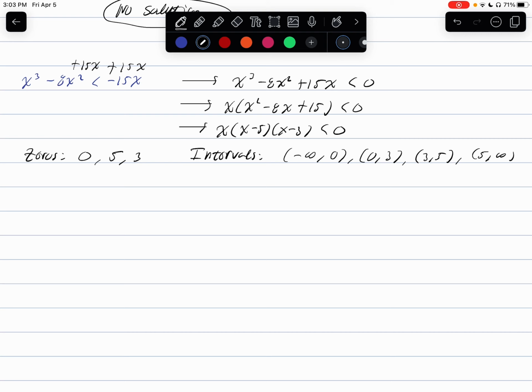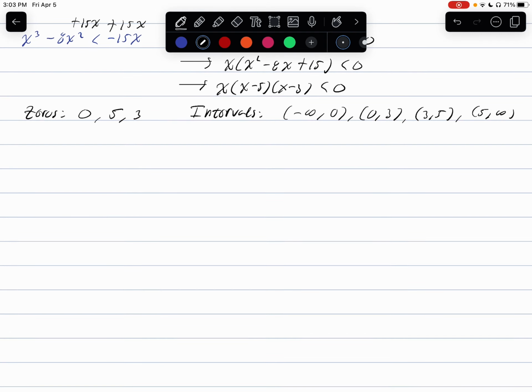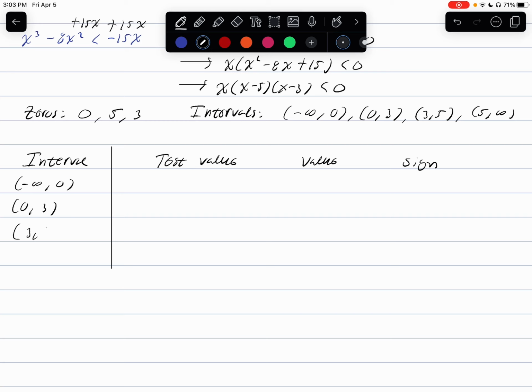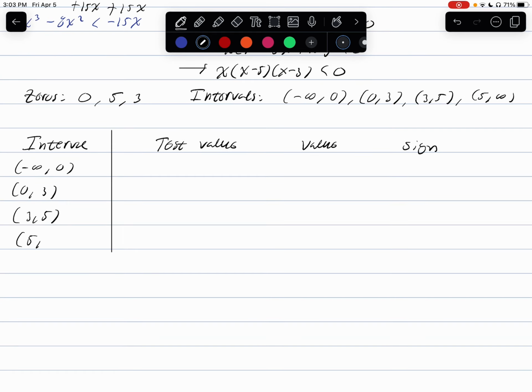Okay, so let's go ahead and set this up. We'll have the interval, the test value, and then the sign. Or well, I guess we'll do the value and then the sign. So we have the interval from negative infinity to 0, 0 to 3, 3 to 5, and 5 to infinity.